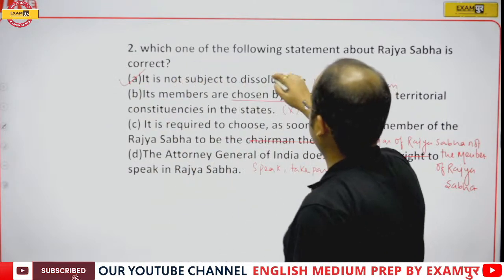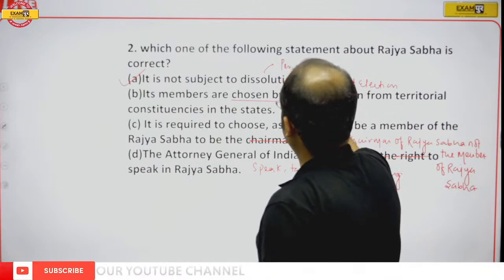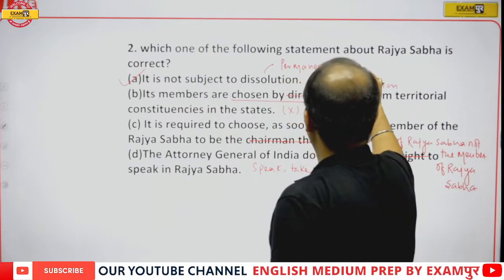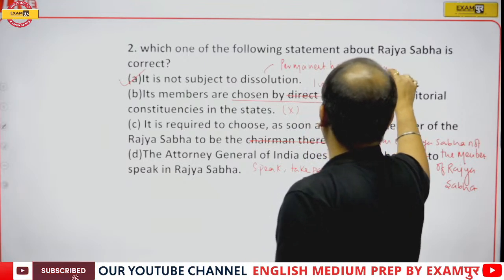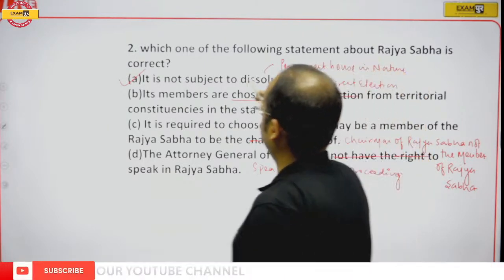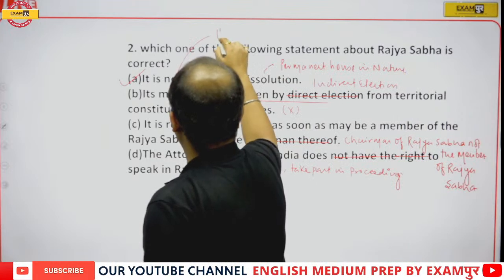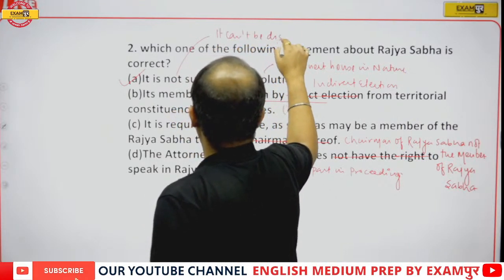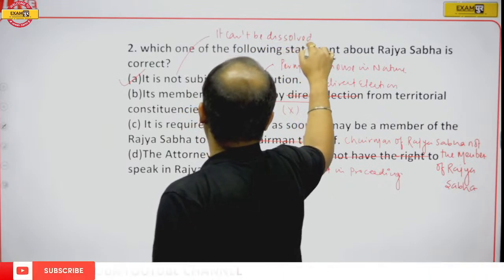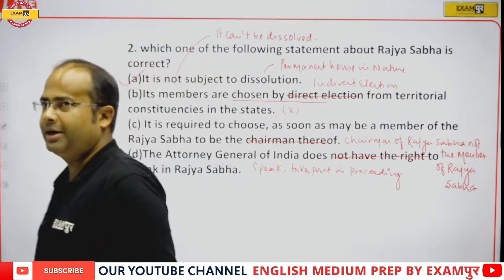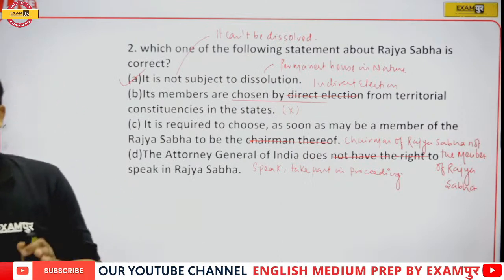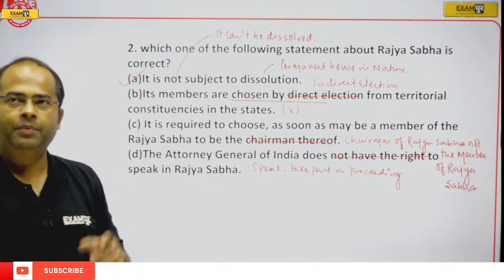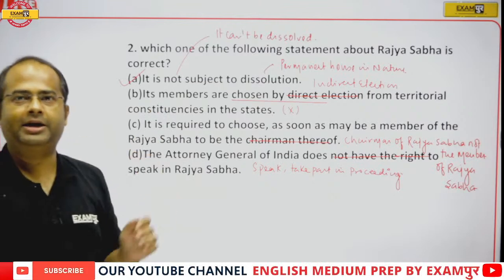It is not subject to dissolution. That means it is a permanent house in nature. Not subject to dissolution simply means that it cannot be dissolved. It is not dissolved, it is a permanent house in nature. So what will be the correct answer, my dear learners? It will be option A. So option A will be the correct answer.